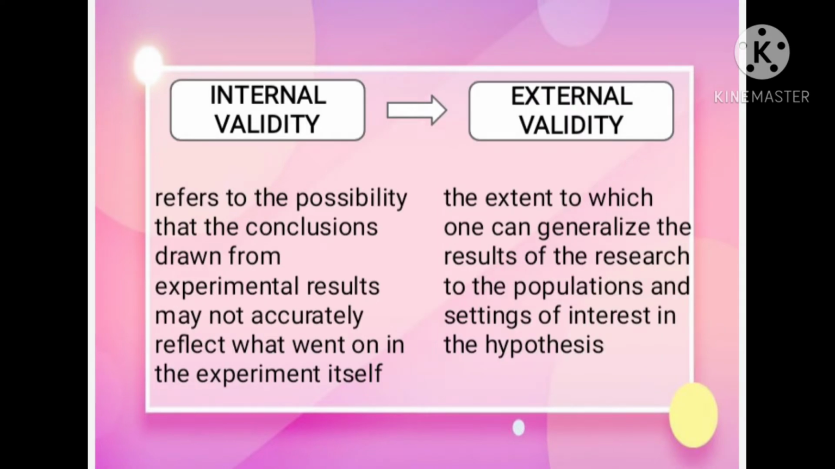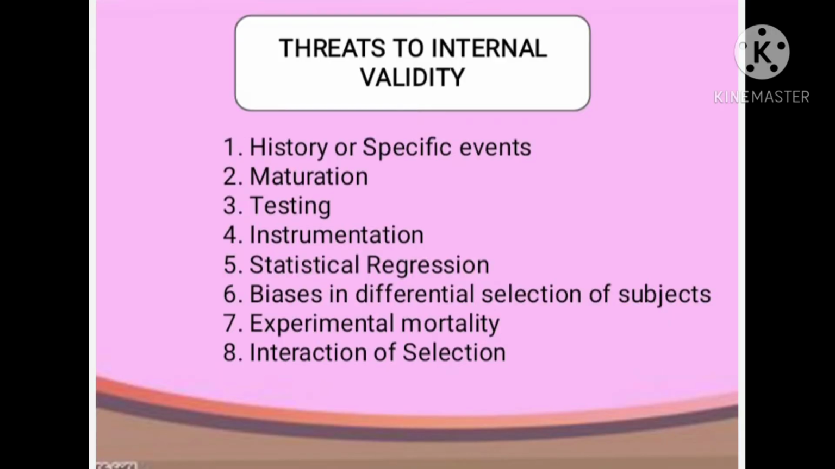So next, we have the internal validity and external validity. When we say internal validity, it refers to the possibility that the conclusions drawn from experimental results may not accurately reflect what went on in the experiment itself. When we say external validity, it is the extent to which one can generalize the results of the research to the populations and settings of interest in the hypothesis. Unfortunately, a number of factors can jeopardize the internal validity of experimental research.